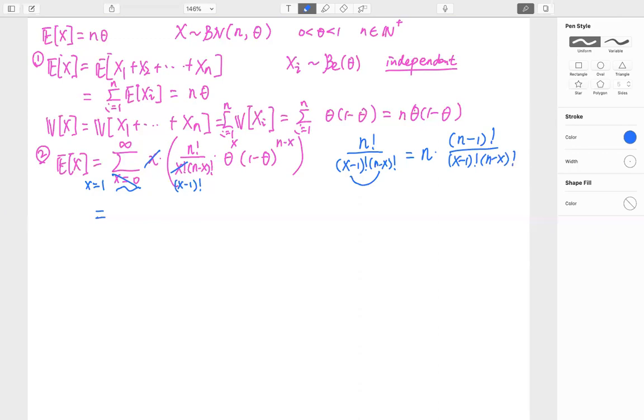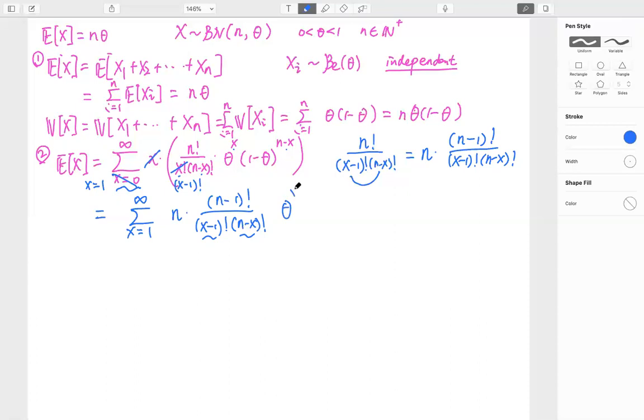Which means I'm trying to change the total number of trials from n to n minus 1. That is something I'm trying to do. So now what I have is n times n minus 1 factorial, over x minus 1 factorial, n minus x factorial. I want to match those two, right? Remember, it used to be x, they match each other. Here's n minus x, here's n minus x. Now I have x minus 1.